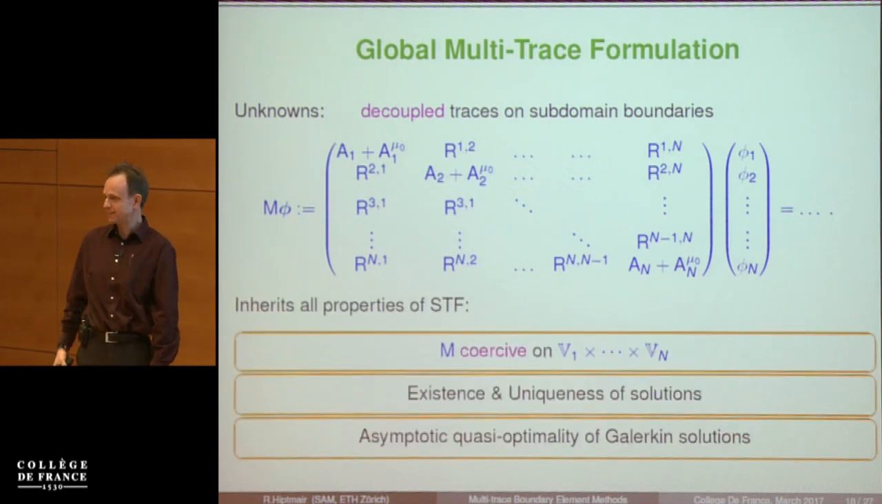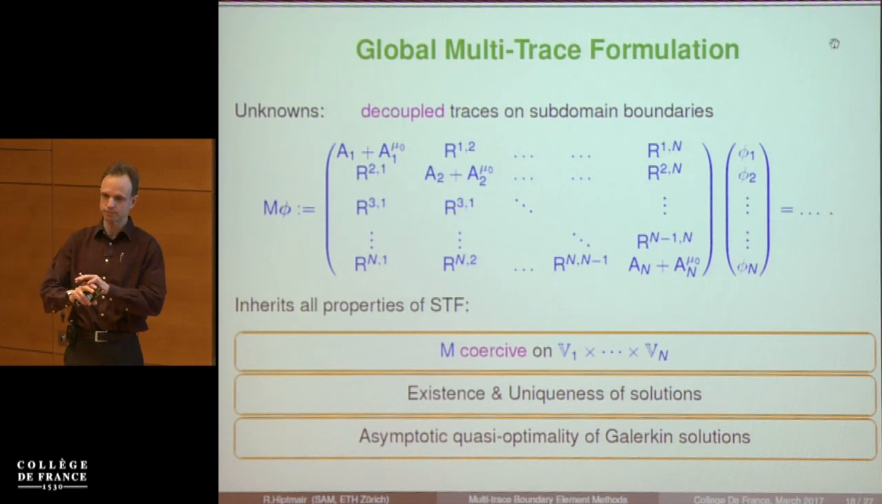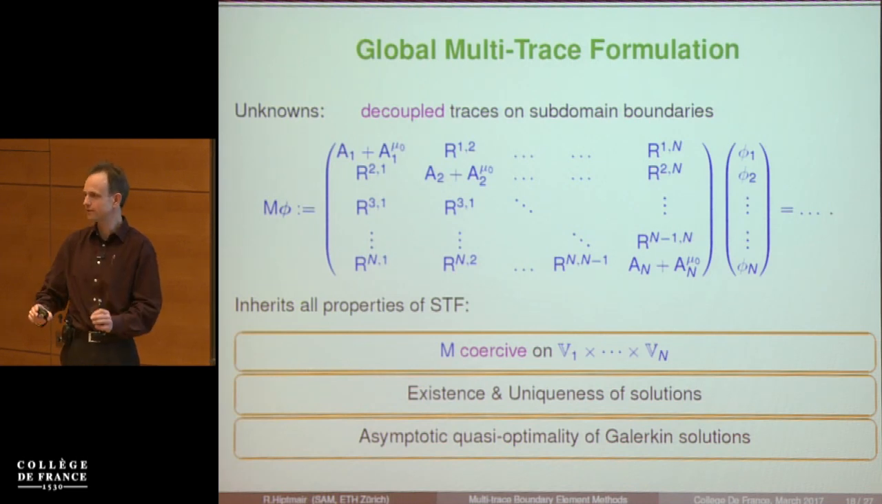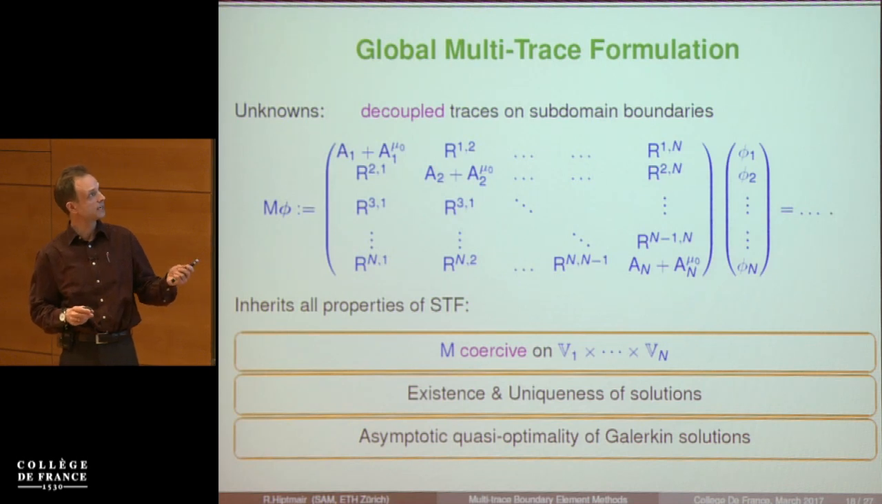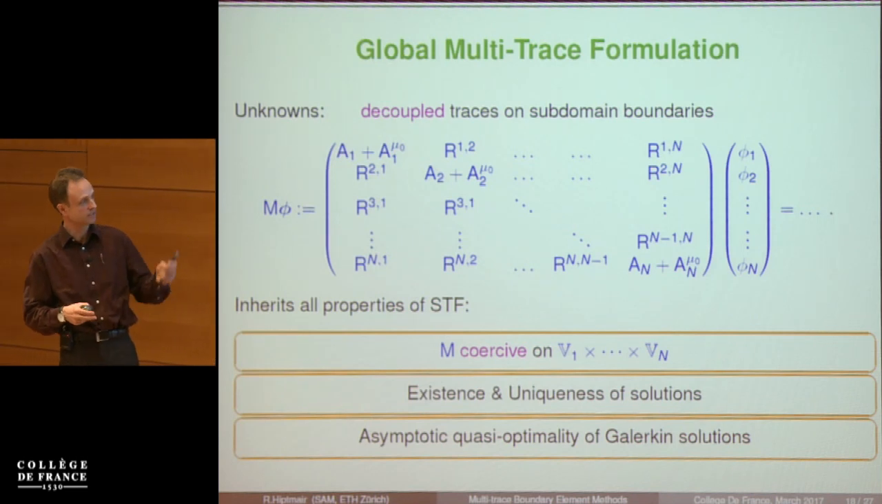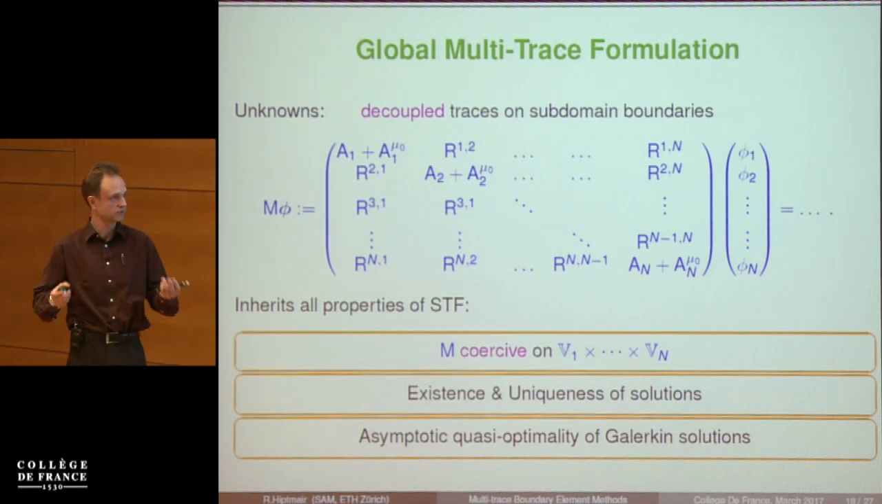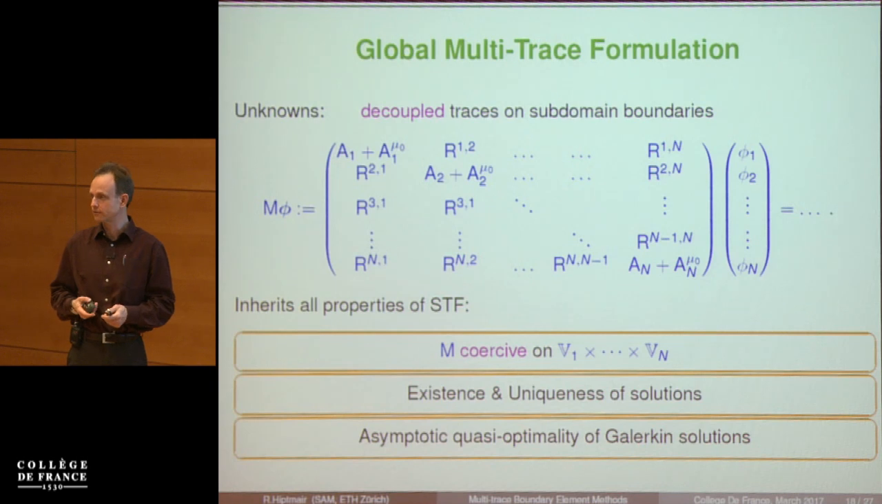And the great thing is that since we started from the very stable classical single trace formulation with a beautiful theory, and we found that closing the gap doesn't destroy anything, all the theoretical properties remain intact. This operator will be, as the single trace operator, coercive in the trace space, existence, uniqueness of solutions, and nice convergence theory for boundary element methods. So this was very satisfactory.